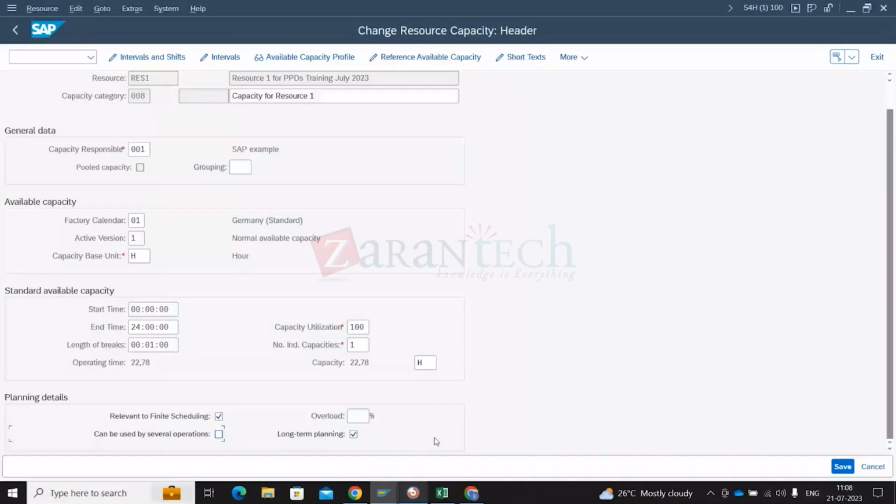Long-term planning. This is not relevant now from an S4 HANA perspective, S4 HANA PPDS. But if it was an SNP-based scenario, ECC SNP, then you had to flag that. So the resource would be created even for SNP type in long-term planning, where the bucket, the resource capacity, is available per day, not up to the hour. See, I told you one thing.